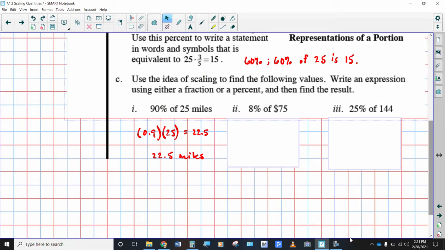See if you get the same answers as me. I'll reveal in a moment after you have unpaused. So go ahead and pause, work it out, and then unpause to see what the answers are.